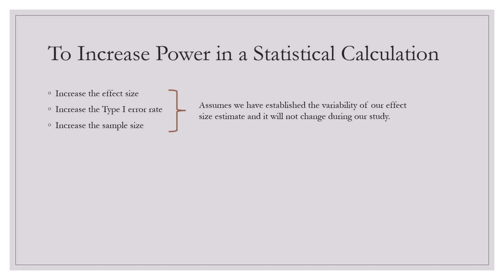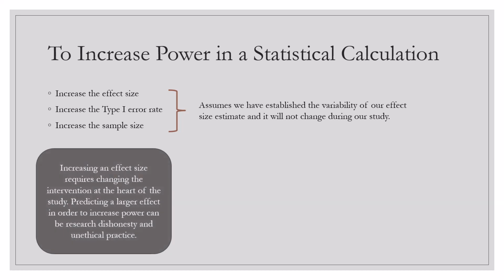Let's look at each of them in more detail. Increasing an effect size requires changing the intervention that is at the heart of the study. Yes, you can get a bigger power calculation by just predicting a larger effect size, but if you're predicting a larger effect size without actually doing anything to increase the effect size, that's disingenuous. Predicting a larger effect just to increase power can be research dishonesty and can be unethical.